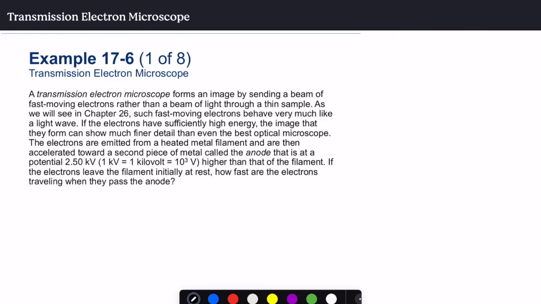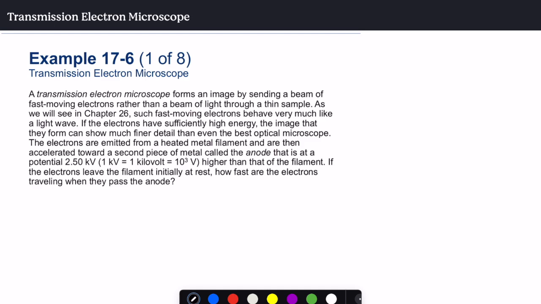In this example, we learn a little bit about how a transmission electron microscope works, and we use some parameters from that microscope to figure out how fast the electrons in that microscope are traveling. So a transmission electron microscope forms an image by sending a beam of moving electrons through a sample. A regular microscope sends light through a sample, but in a TEM, or transmission electron microscope, we're sending a bunch of electrons.